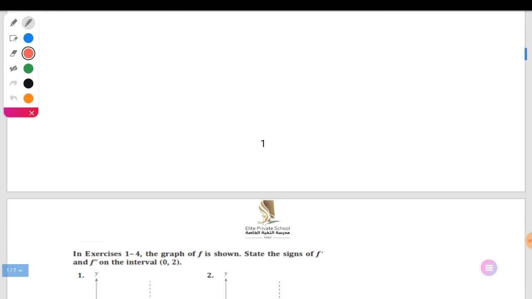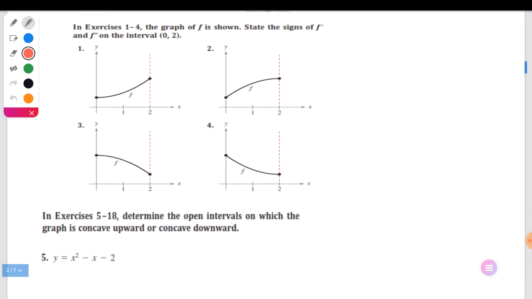Look here. Now, as you know the concavity and the relationship between the first derivative and the second derivative and the concavity, state the sign of the first derivative and the second derivative on the open interval 0 to 2. I know the first derivative is the slope of the tangent, so here we draw the slope of the tangent at this point.